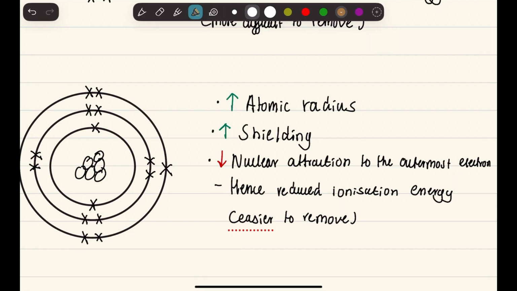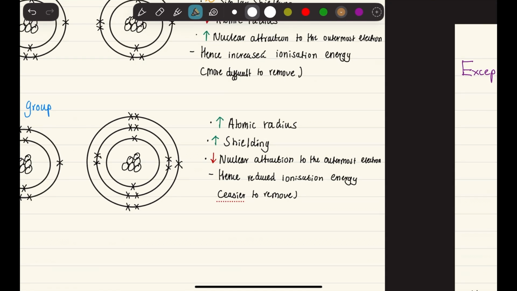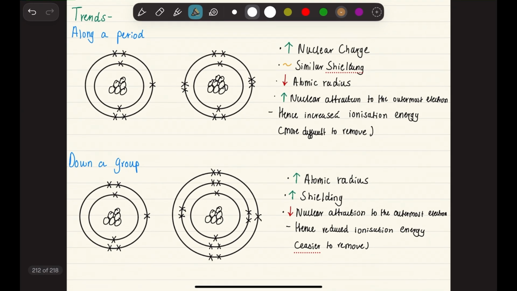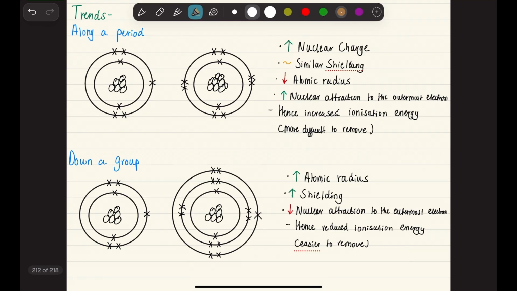It's a lot of key terminology, so if you have to, listen back. But that's how you're going to describe the trends along a period and down a group. Definitely, I can't emphasize enough to use words like nuclear charge, shielding, atomic radius. These are the kind of things that you will see in a mark scheme, yeah? So it's very important that you use the terminology that the examiner wants to hear.